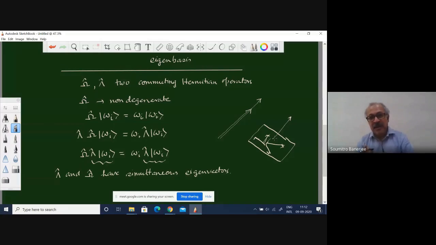So it is possible then, even when they have degeneracy, to define suitable eigenvectors, suitable bases, which will diagonalize them both.